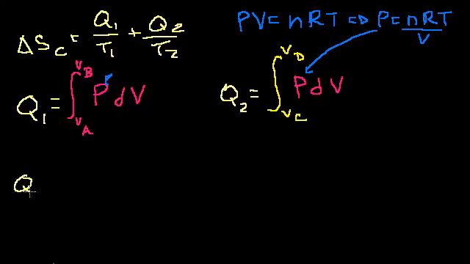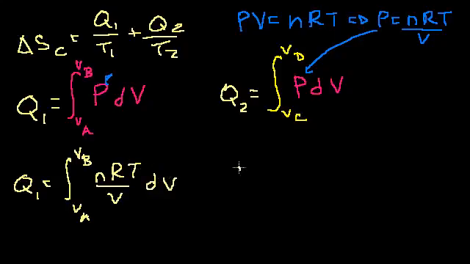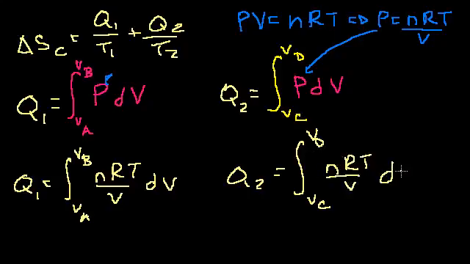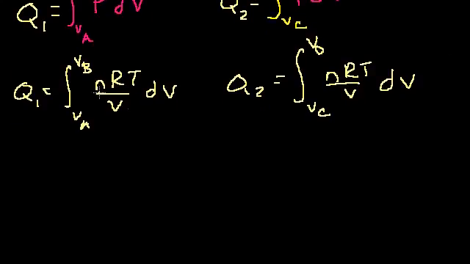So Q1 is equal to the integral from VA to VB of nRT over V dV. And Q2 is equal to the integral from VC to VD of nRT over V dV. I'm going to do two integrals in parallel, just so that you see that we're essentially solving the same thing. OK, so how can we solve this?